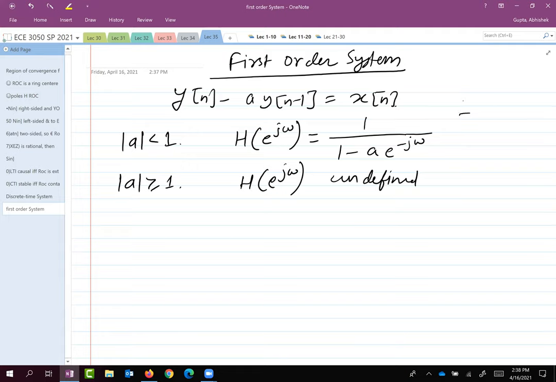All of this comes from chapter 6. I don't know which lecture that was, probably lecture 21 or 22. Okay, so I can't define H of e raised to j omega for the case when the absolute value of a is greater than or equal to 1 in a first order system.